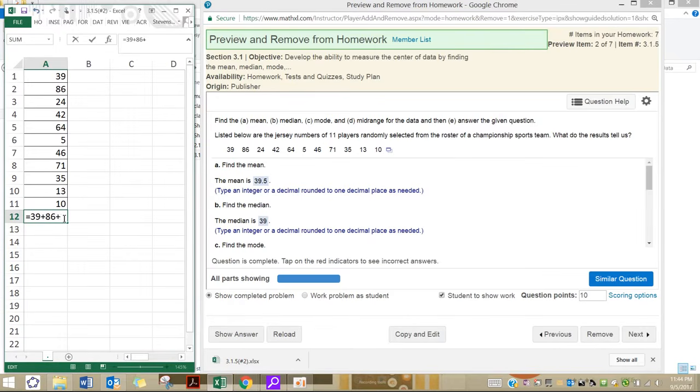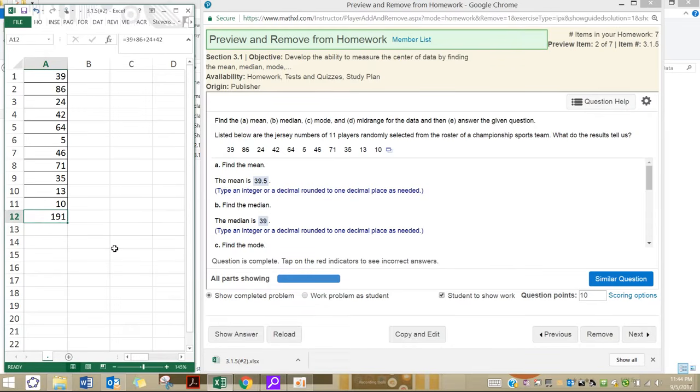Plus 24, right? I can do this all by hand. Plus 42, and so on. So I could do that, right? And it'll keep adding everything up just like I'm using a regular calculator. And I can always see what I've got typed in there in the editor bar and fix anything.